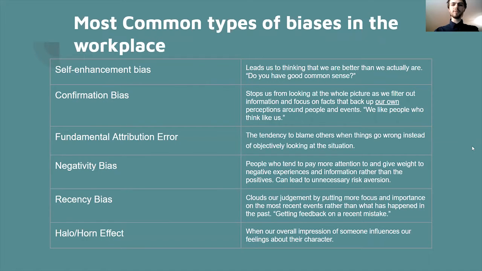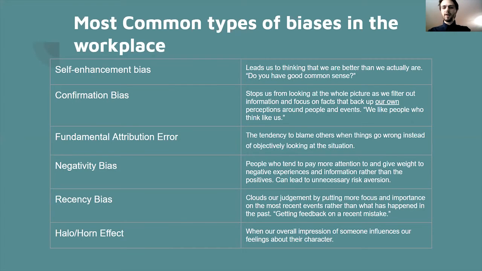The most common types of biases we'll see are the self-enhancement bias. This leads us to thinking that we are better than we actually are. We give ourselves more credit than anybody else would. If I asked you the question, do you have good common sense? You would think, well, of course I have good common sense. If I asked this to anybody, they probably think they have good common sense. We think ourselves better than probably anybody else.